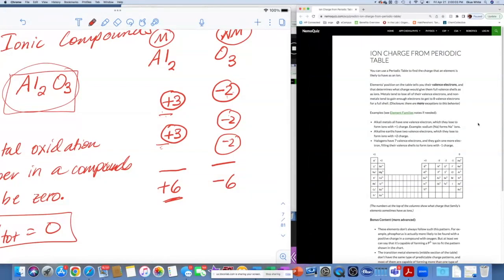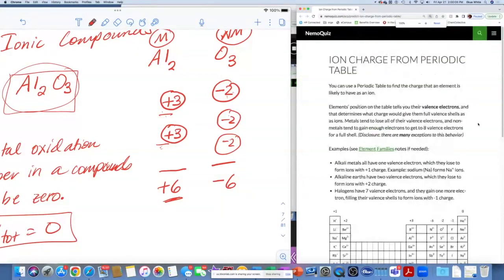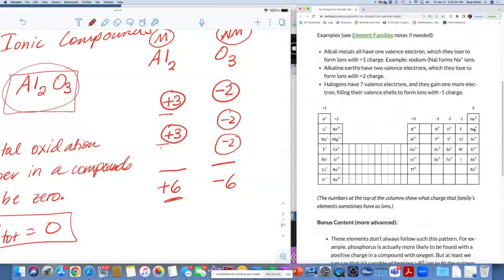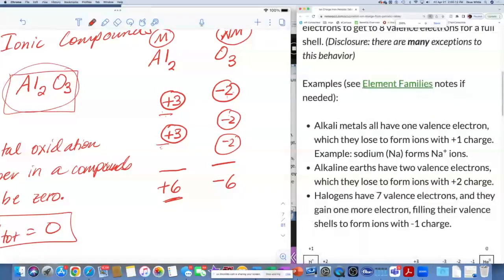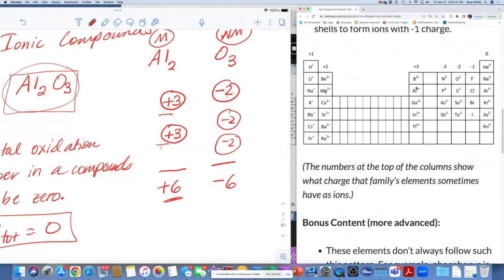Let me see, can I make this bigger? Oh, much better. If you look on the right here, aluminum right there is +3. Hopefully you can see that. It's a little small on my end, so it might be small on your end too. Yeah, aluminum is +3, oxygen is -2. It just so happens sometimes the oxidation number overlaps with the charges. Okay.